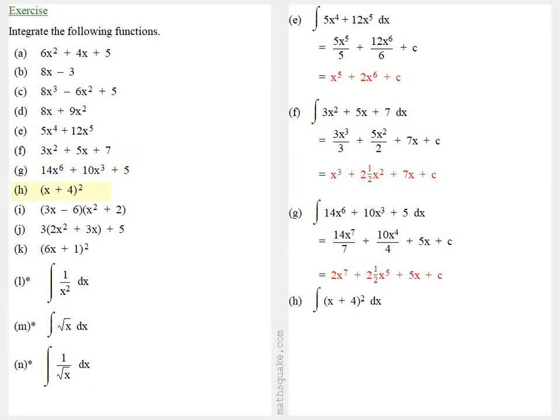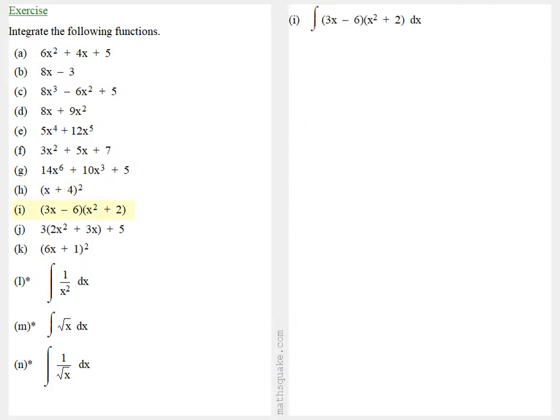Now in part H, we've got the integral of (x plus 4) all squared dx. Before we integrate, we must expand the brackets. So we want the integral of x squared plus 8x plus 16 dx. Now when we integrate x to the power 2, it becomes x to the power 3 over 3. 8x to the power 1 becomes 8x to the power 2 over 2. And 16 becomes 16x. Don't forget to add c. So our result is 1/3 x cubed plus 4x squared plus 16x plus c.